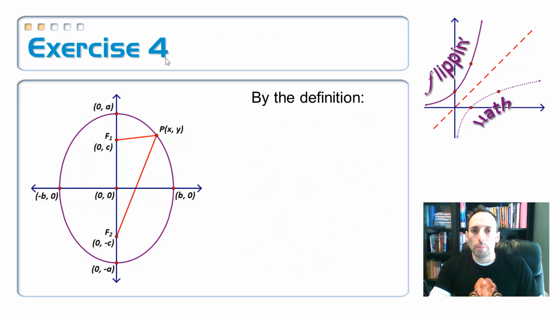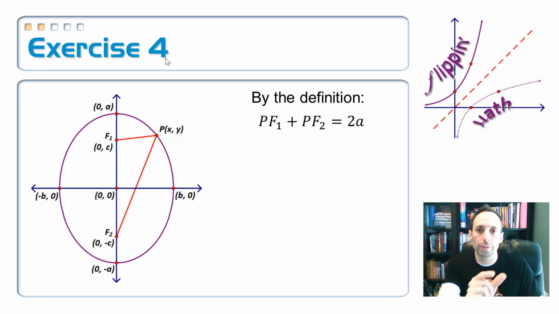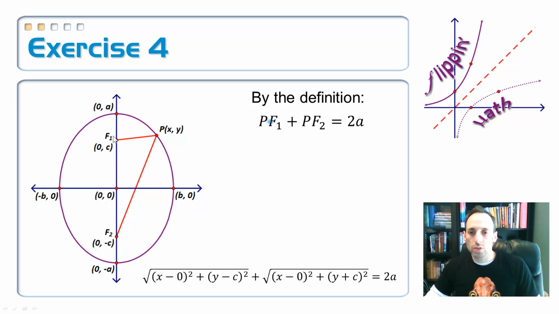So, by the definition, what we just wrote on the other one, P to F1 plus P to F2 has got to be equal to 2a. Now what we're going to do is just use the distance formula on P to F1 and P to F2. So, distance formula, difference between the x's, so from P to F1 it's x minus 0 squared, and y minus c squared, and you take the square root of all that. So this is what it's going to look like.